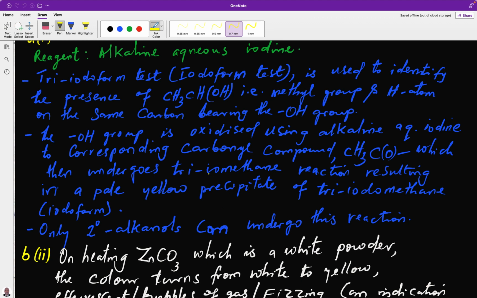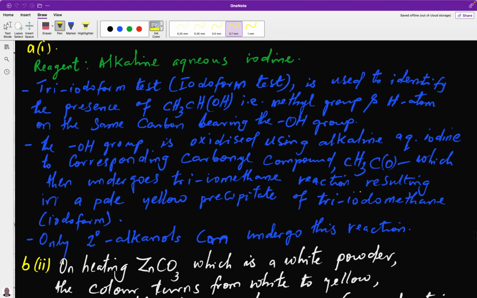It's not for the answer. It is for revision purpose. This test is used to identify a compound that contains a methyl group and a hydrogen on the same carbon atom bearing the OH group. And only secondary alkanols can undergo this type of reaction, the triiodomethane reaction. Only secondary alkanol can do that. So the reagent that was required is alkaline aqueous iodine.